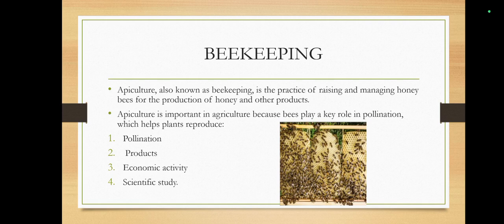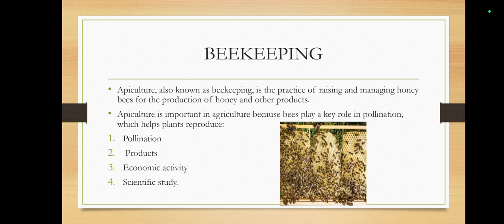Apiculture is important in agriculture because apiculture, also known as beekeeping, is the practice of raising and managing honeybees for the production of honey and other products. Apiculture is important in agriculture because bees play a key role in pollination, which helps plants reproduce. Pollination, products, economic activity, scientific activity.